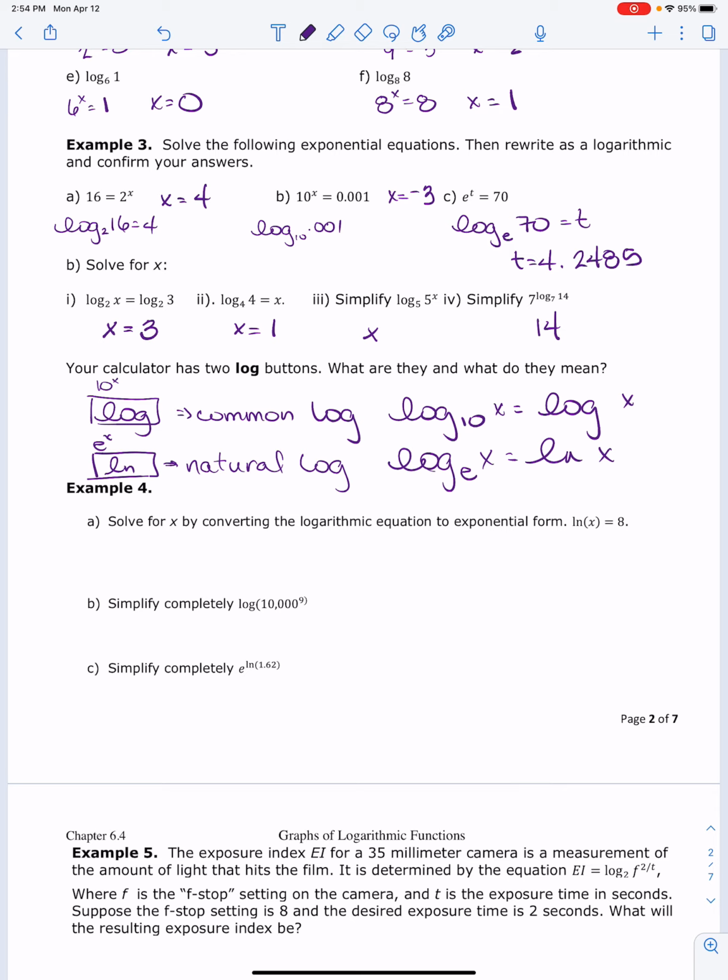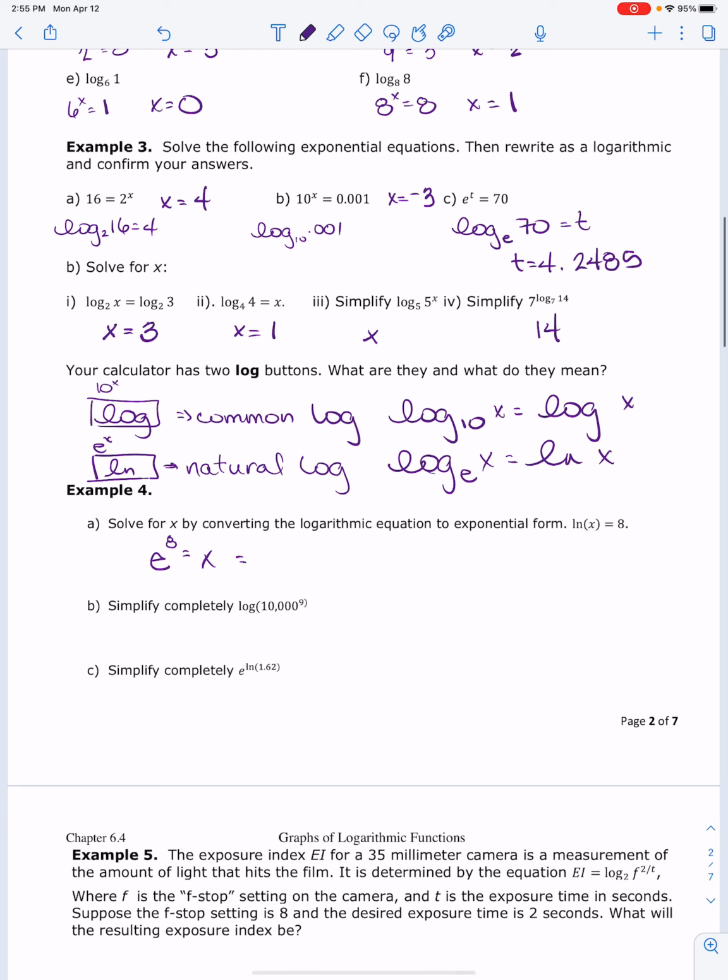So we want to solve for x. We've got the natural log of x equals 8. Natural log is log base e. So that means e to the 8th equals x. When we do e to the 8th, we get 2,980.957987, so roughly 2,980.96.